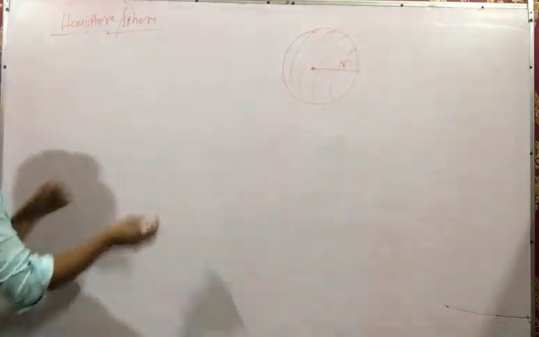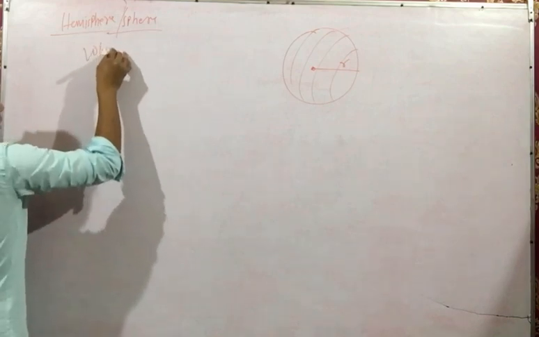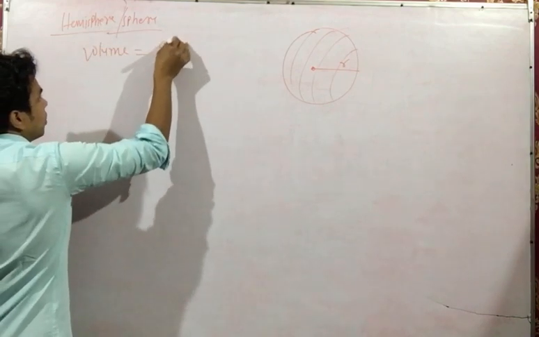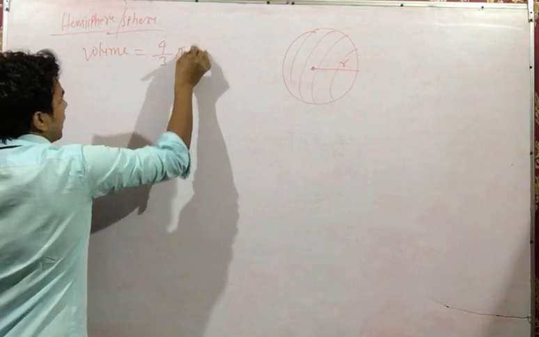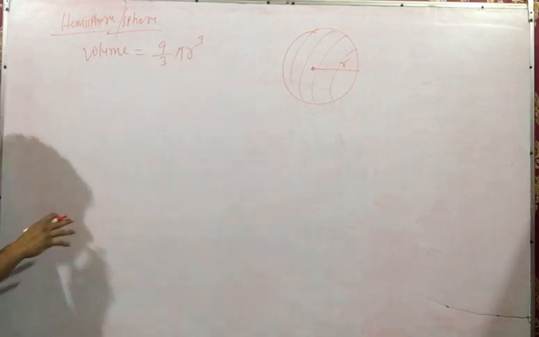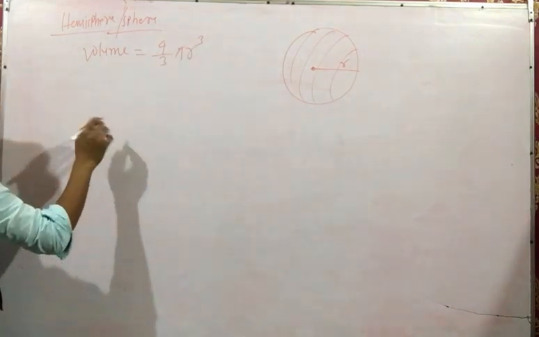First of all, talk about the volume. The volume of a sphere is how much? It is 4 by 3 pi r cube. 4 by 3 pi r cube is the volume of a sphere.